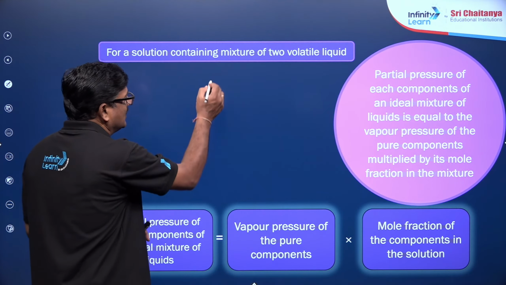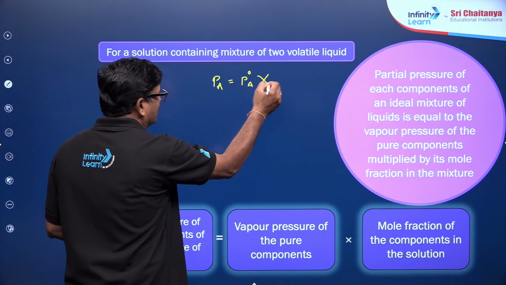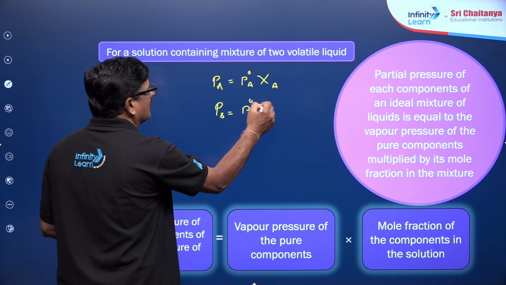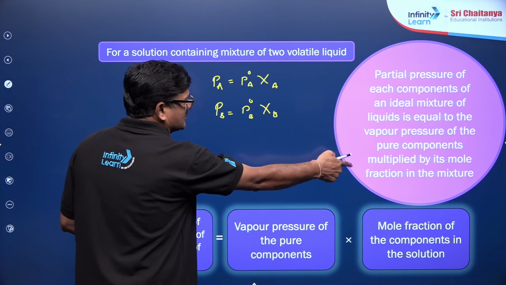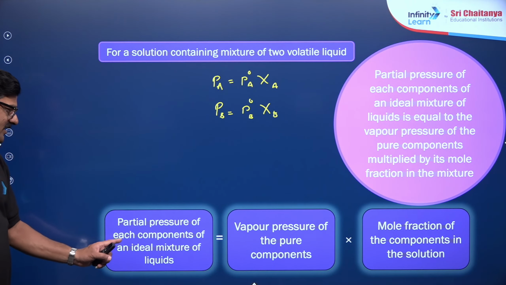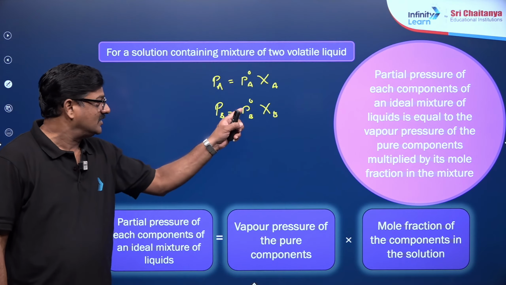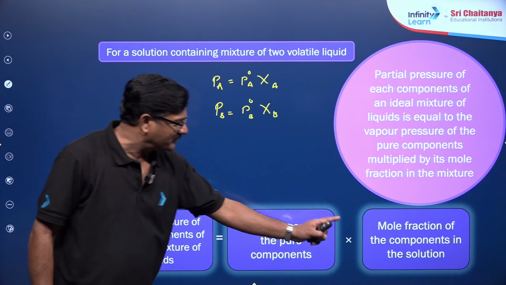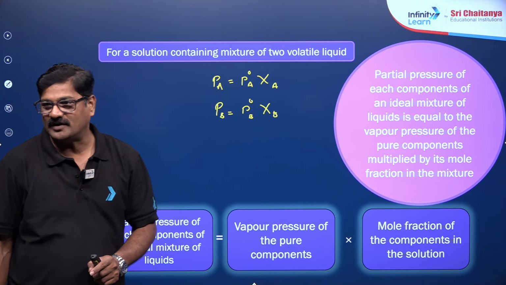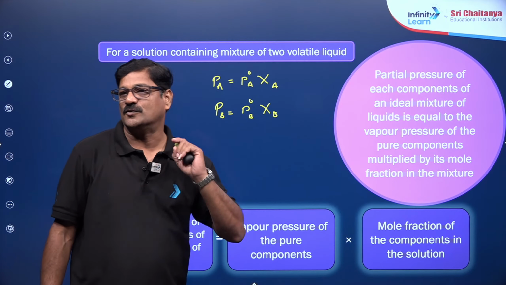I mean to say PA is equal to P naught A mole fraction of A and PB is equal to P naught B mole fraction of B. That's what it is said. So the partial pressure of each component of the ideal mixture of liquids is equal to the vapor pressure of the pure component multiplied with the mole fraction of the component in the solution. Yes, that is what is called Raoult's law for liquid solutions.